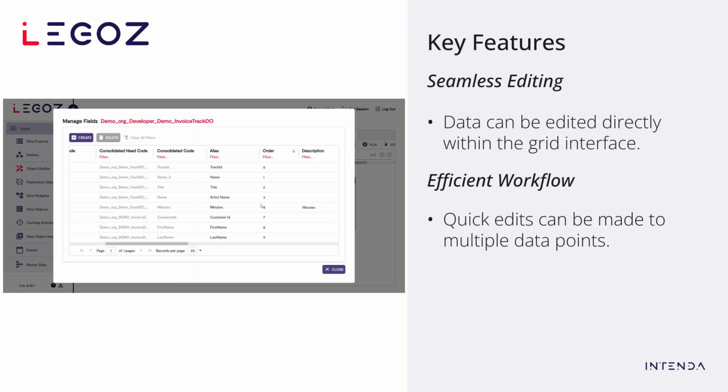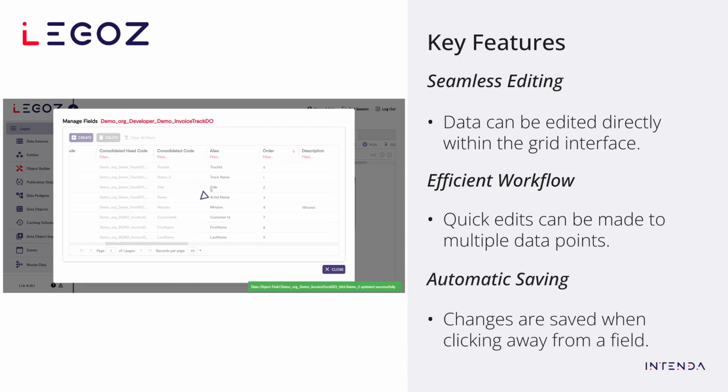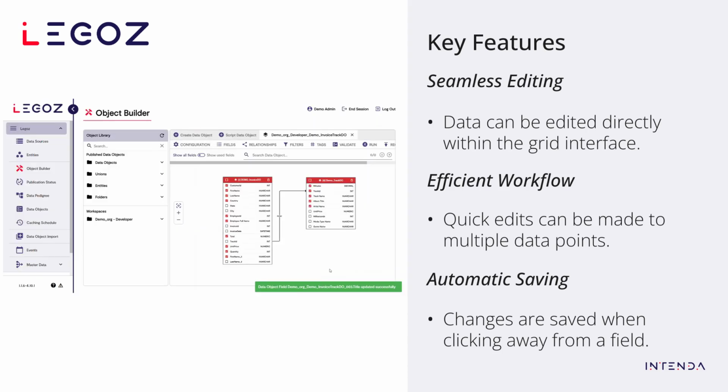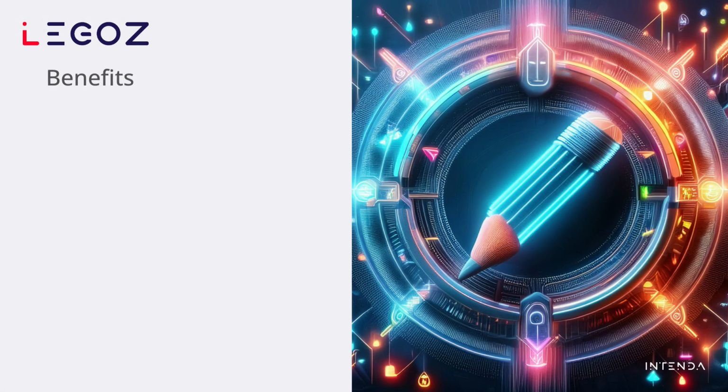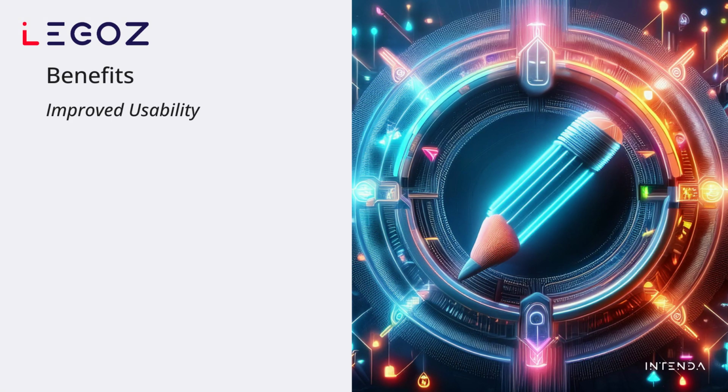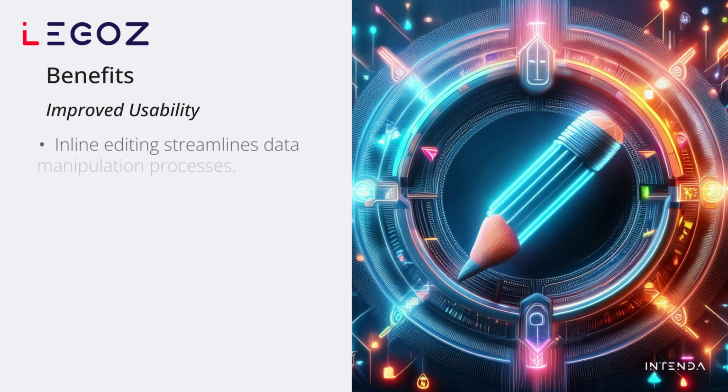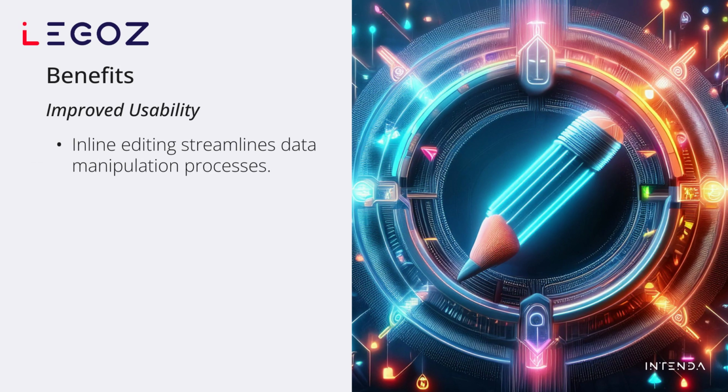The text of editable fields is highlighted in black, while the text in non-editable fields is gray. Quick edits can be made to multiple data points without disrupting workflow. Changes are auto-saved when clicking away from a field, saving valuable time and effort. Along with improving efficiency, inline editing significantly enhances the application's usability by streamlining data manipulation processes.